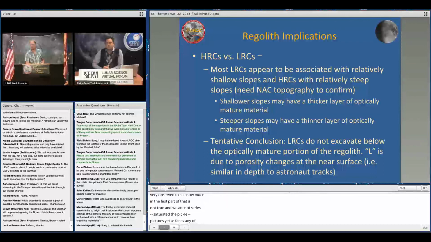Have any of the impacts been reobserved differently? No, we have not, but we do plan on re-imaging some of these just to see how much degradation has occurred with the reflectance value of that new material.